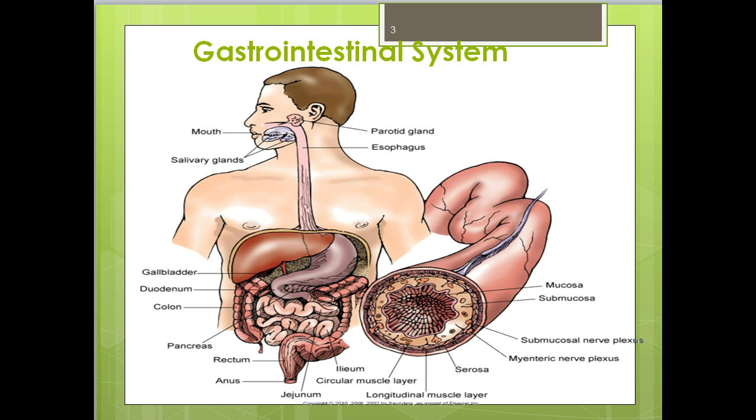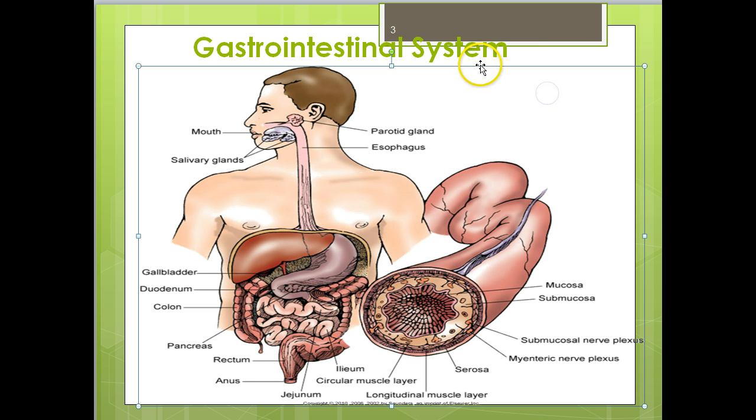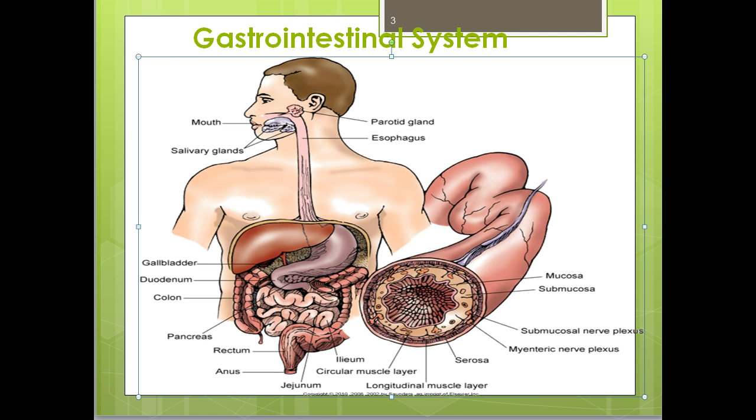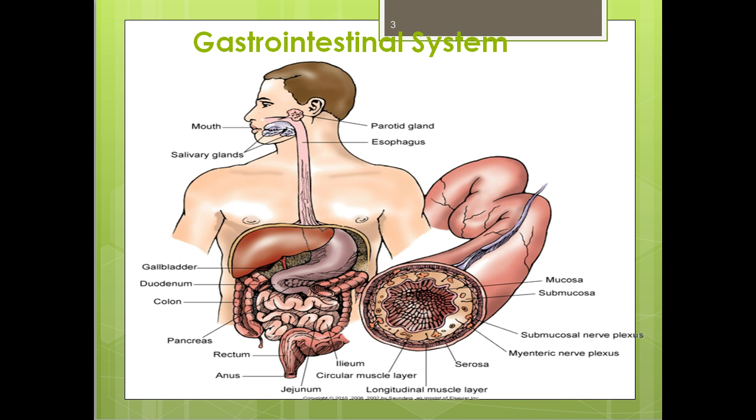So first of all, we're going to do assessment of the GI system. And this assessment of the GI system is going to be brief because I do know that the majority of you had discussed and went over this system in your anatomy and physiology course. So bear with me on this, and we'll complete this as soon as possible.